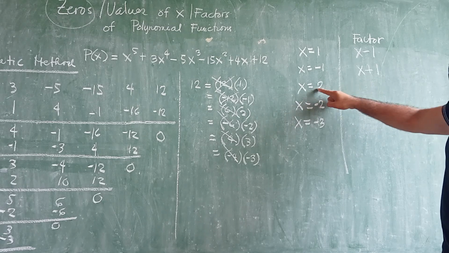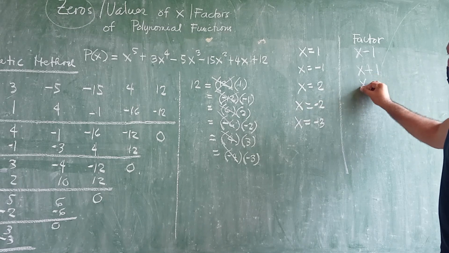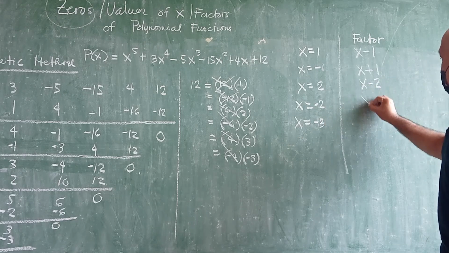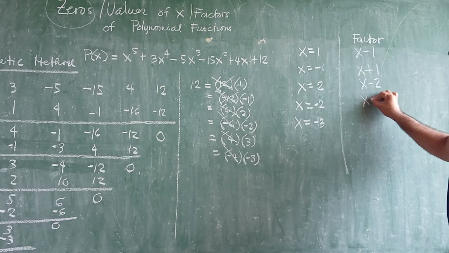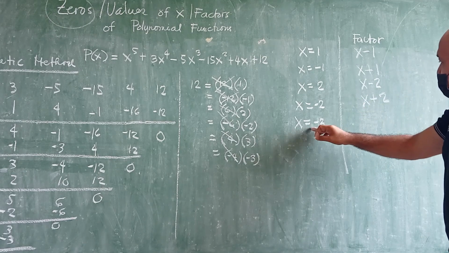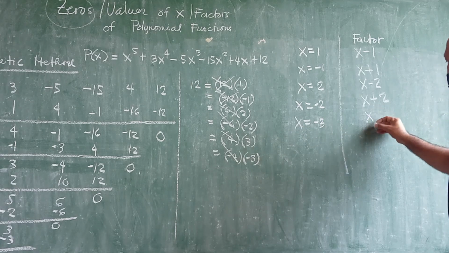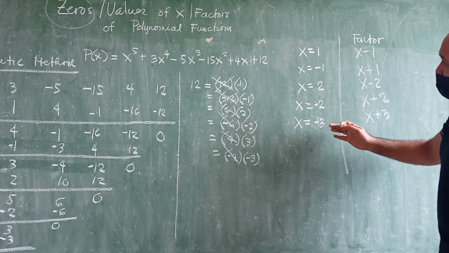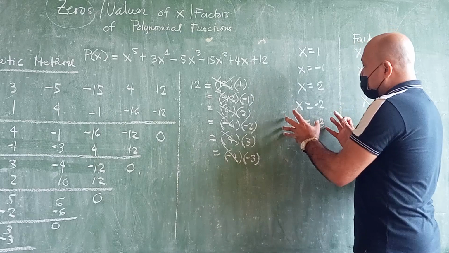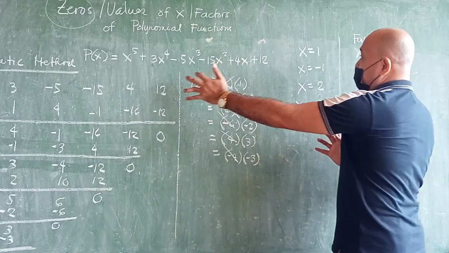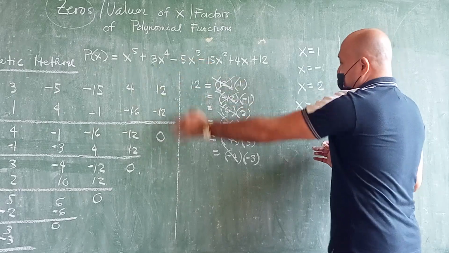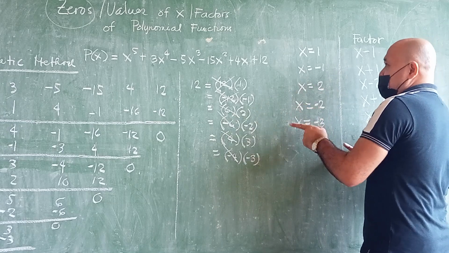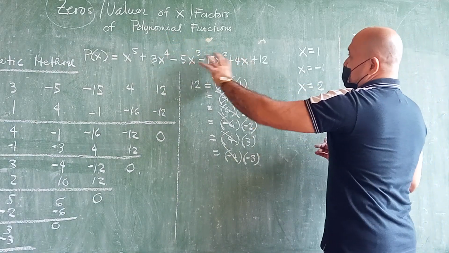And the factor form of x equals positive 2, you have x minus 2. And for x equals negative 2, the factor form will be x plus 2. And for x equals negative 3, the factor form is equal to x plus 3. These are the values of x that when we try to substitute these values into the given polynomial function, the end result becomes 0. So that is why these values of x are also considered zeros of this given polynomial.